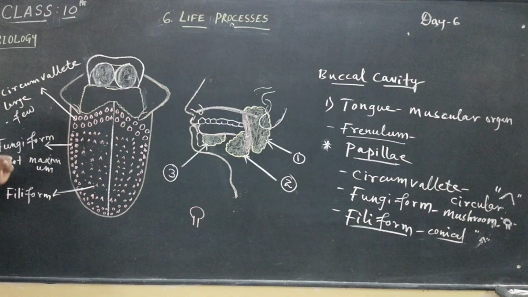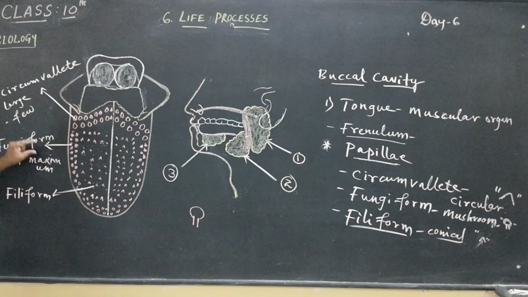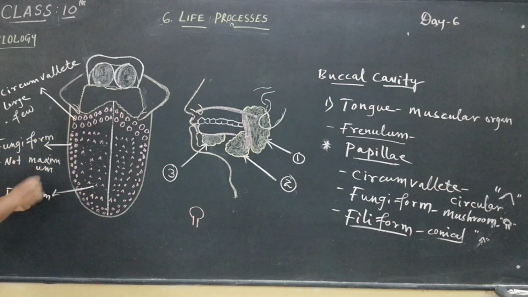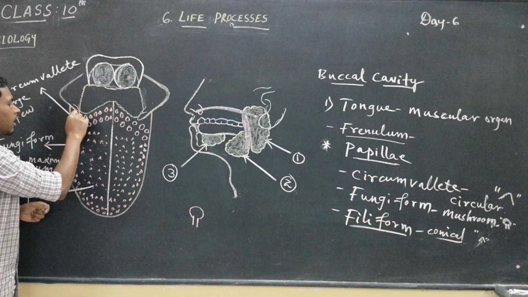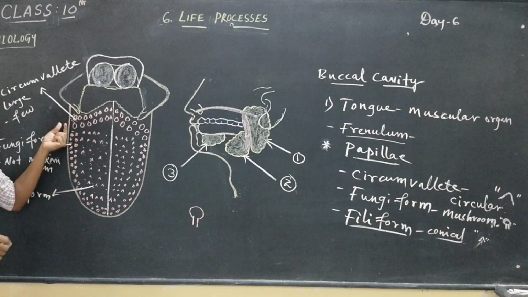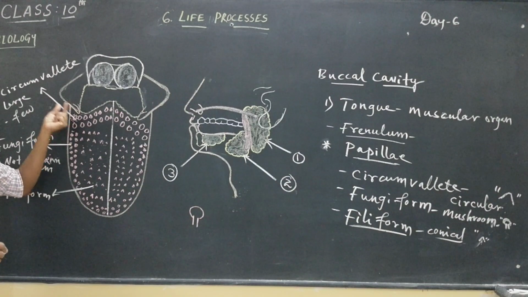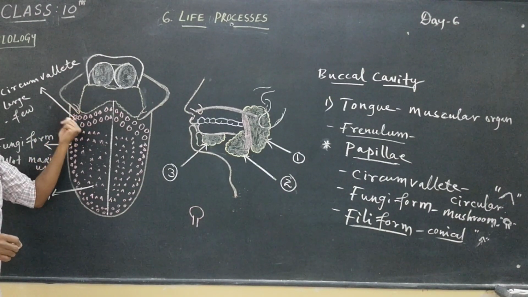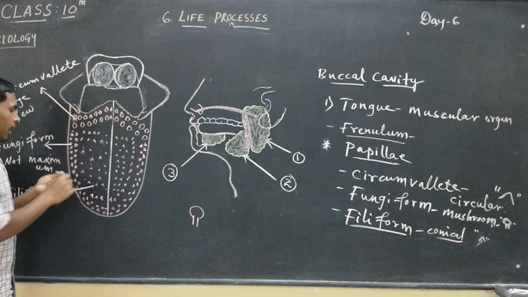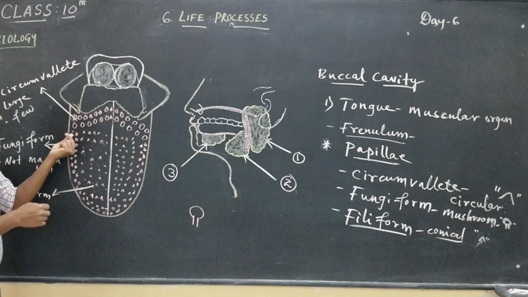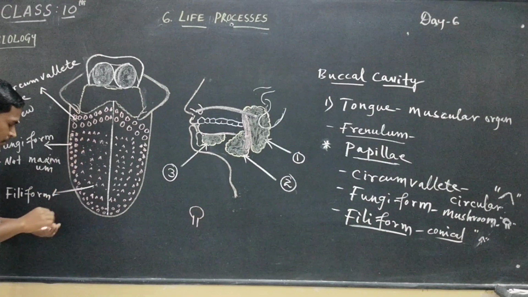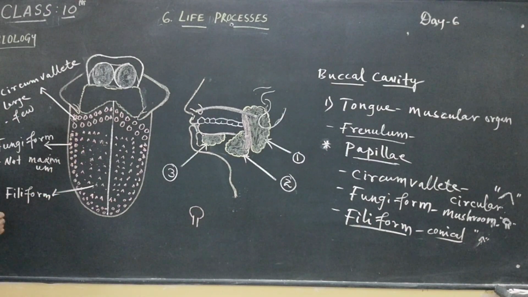And one interesting point: circumvallate papillae have taste buds around them. Fungiform too have taste buds around them, but filiform do not have taste buds.